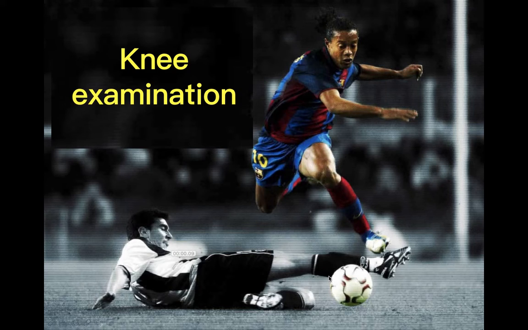Now the knee joint has three joint surfaces: the medial femorotibial, the lateral femorotibial, and the patellofemoral joint. All these joints combined form three compartments of the knee joint.